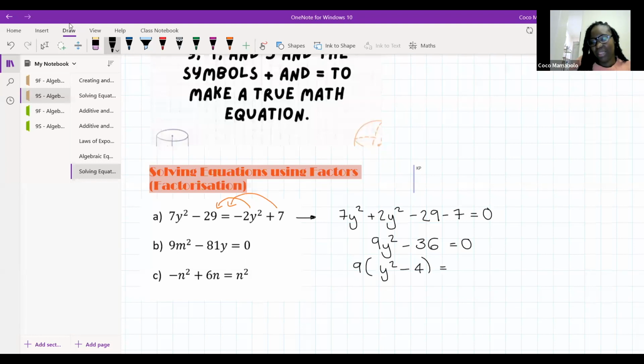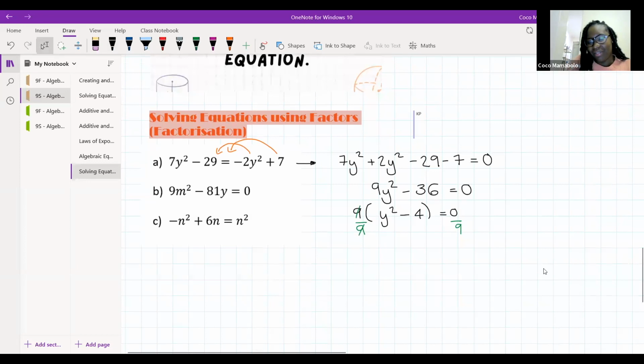Before we move on, what can we do with this 9? Then we are going to divide on both sides. Tammy, you're making my heart so full right now. I love it. Keep going. And then what are we going to get? We have y squared minus 4 equals 0, because 0 divided by 9 is 0. Wonderful. And then? Then we're going to have 2 brackets, because we have difference of 2 squares.